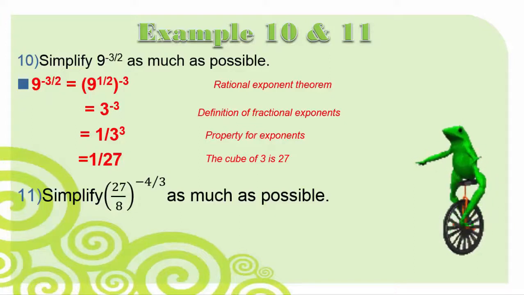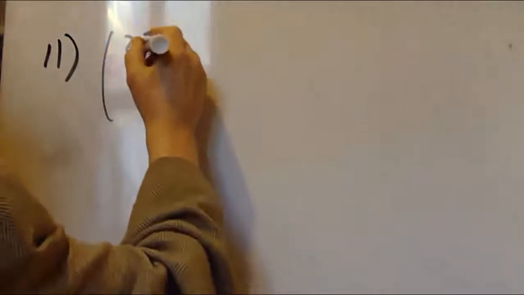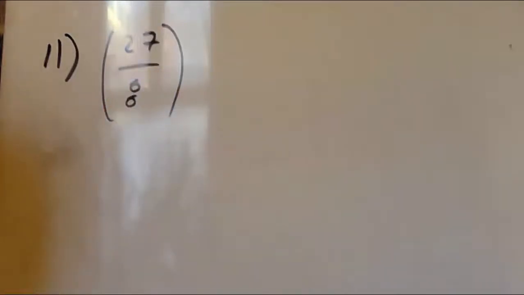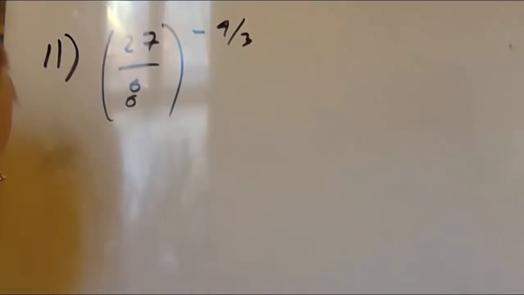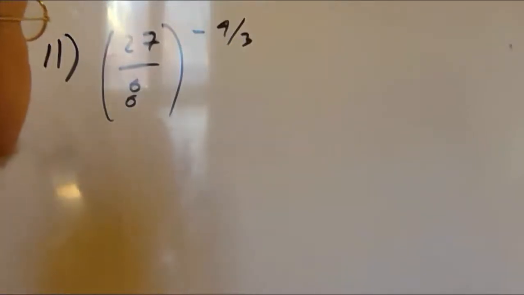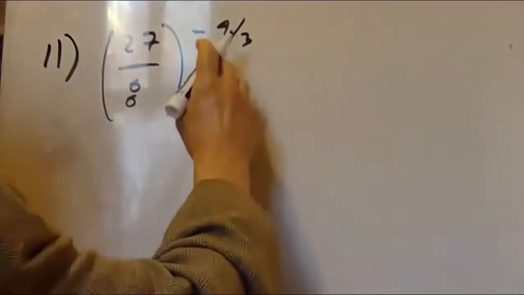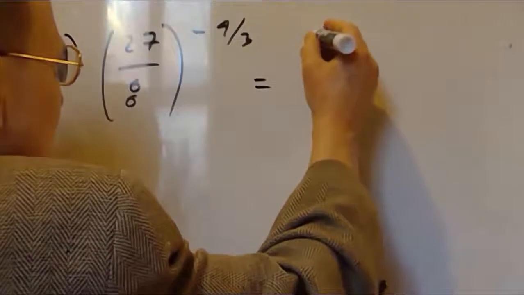In example number 11, we're asked to simplify 27 over 8 to the negative 4/3 power. So let us go over to the whiteboard and work this one out. Here we have 27 over 8 to the negative 4 over 3. Now, of course, there are different ways you can do this, but I'm going to do it by bringing the cube root in here, 1/3 in there.